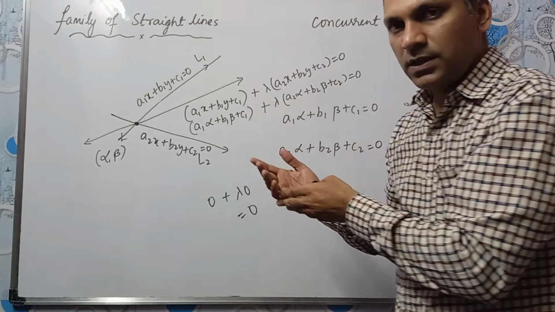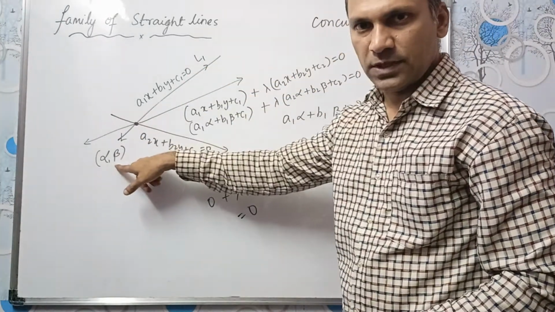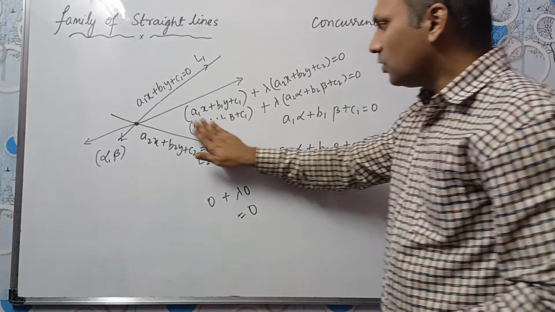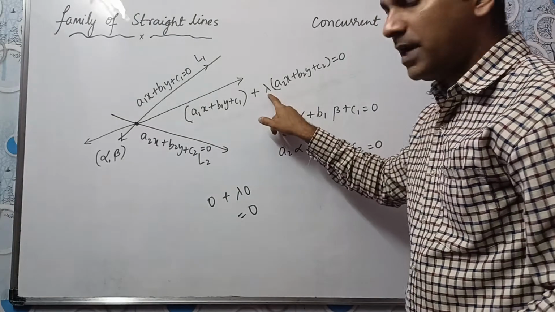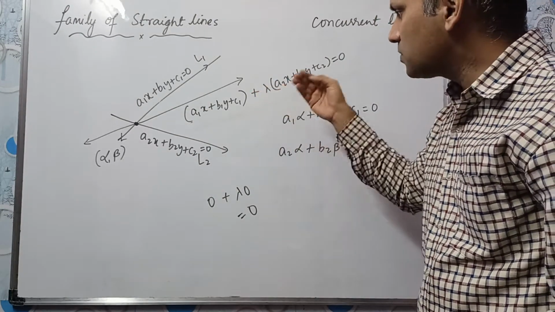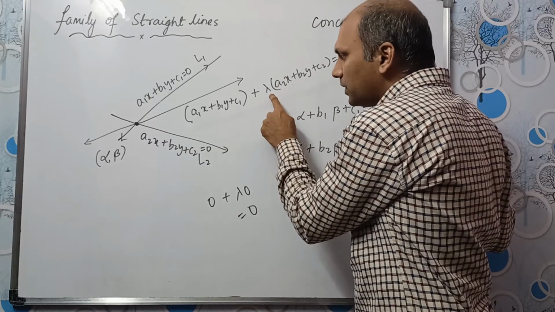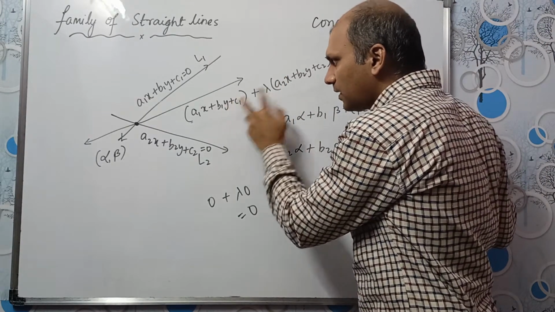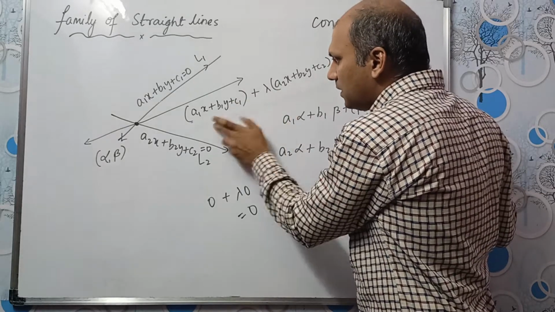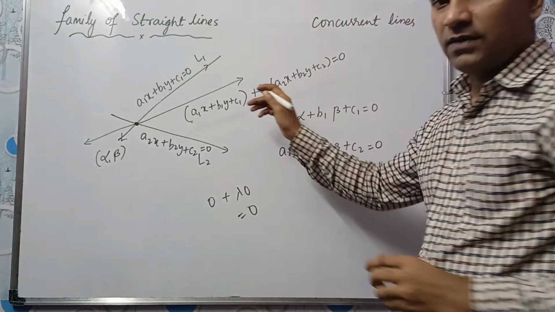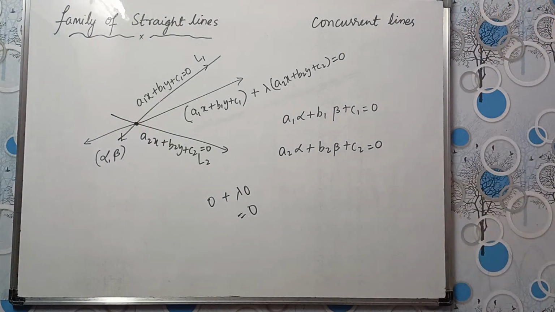In other words, this straight line is passing through alpha beta. This will also be a straight line. No matter what value of lambda we put here, lambda is a parameter, it can take any value, negative values, positive values, fractions, anything, we'll have a linear equation, the equation of a straight line. We'll do a few problems now. I hope the concept is clear.